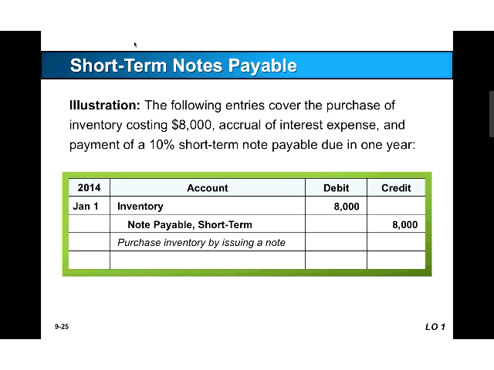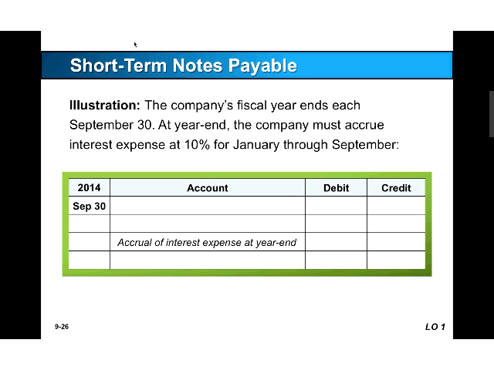Okay, the following, so we have the purchase of inventory by issuing a note. Next up, for the next journal entry, the company's fiscal year ends September 30th. This note was dated January 1st. So we go through the remaining 9 months of their year. On September 30th, they have incurred 9 months of interest on this note. Even though they're not going to pay the interest until the 1 year, they have a legal obligation on September 30th that they have incurred interest for 9 months. So we need to accrue the interest.